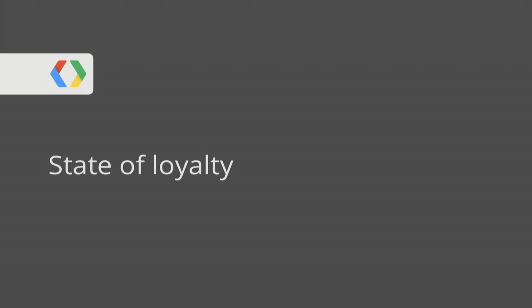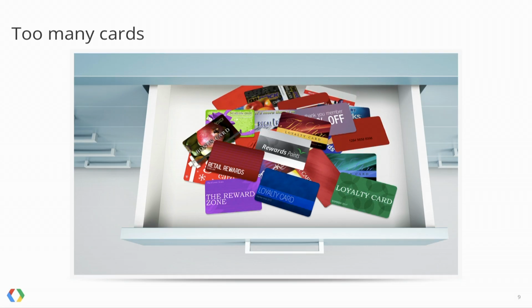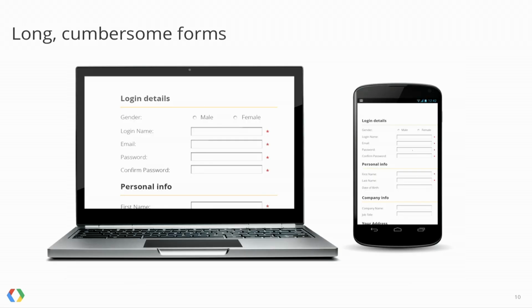So what are the problems that exist with loyalty? Well, first, we have too many cards. We can't carry them all around with us. And often, we forget them when we need them the most. On the flip side, when we want to sign up for a new program, it's hard. There are long forms to fill out by hand at the worst possible time.